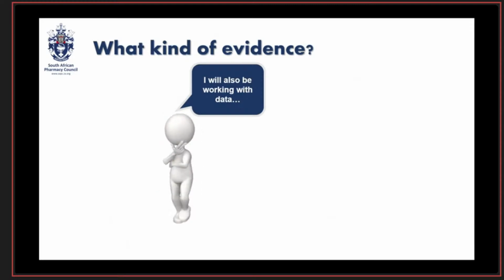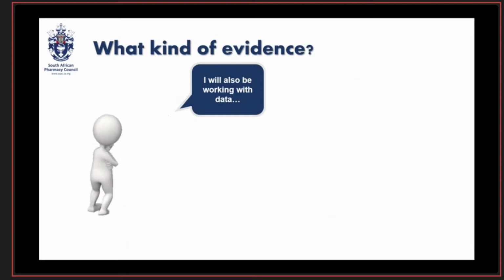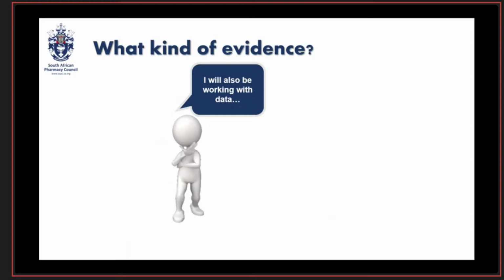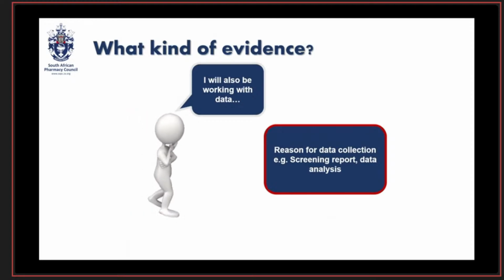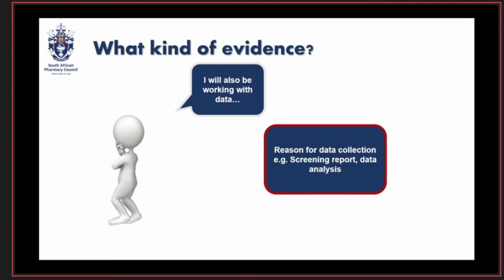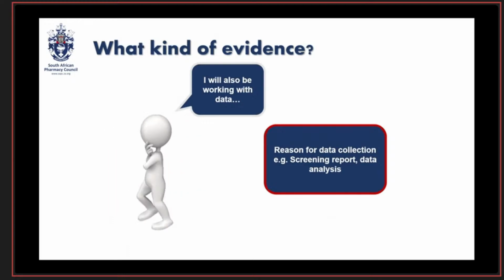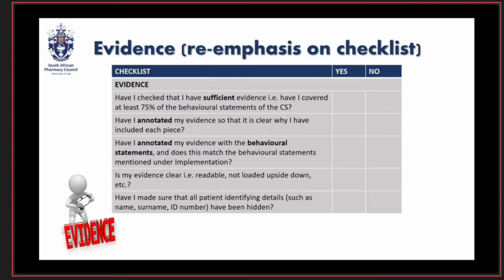If you are working with data, for example, our academic interns, or you did a research project in your facility, we would want maybe a proposal or the reason for the data collection. We want screening reports. You can show us how you analyzed the data, or what the case may be. So you can see there are various options. And again, we go back to the checklist. So there's your rubric for assessment. Do I have sufficient? So at least 75. Have I annotated my evidence? Does it link to the behavioral statements?